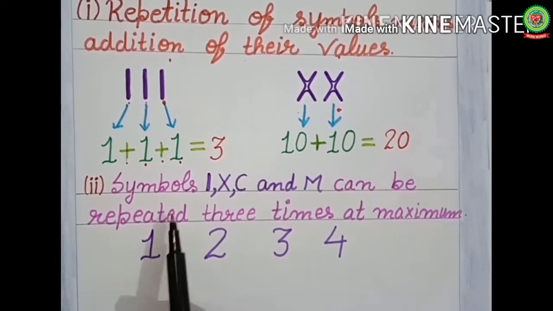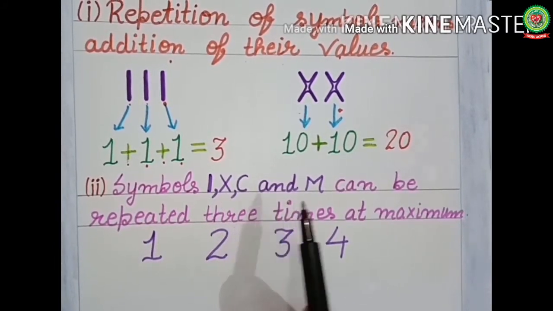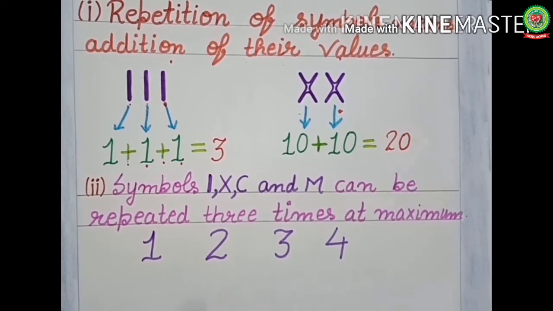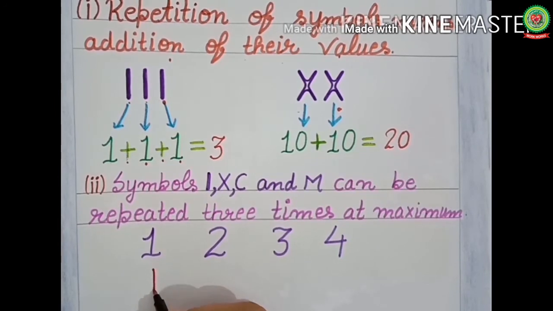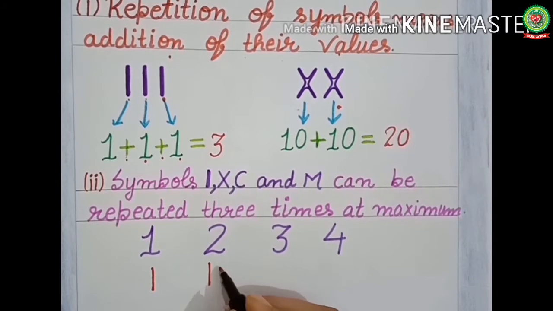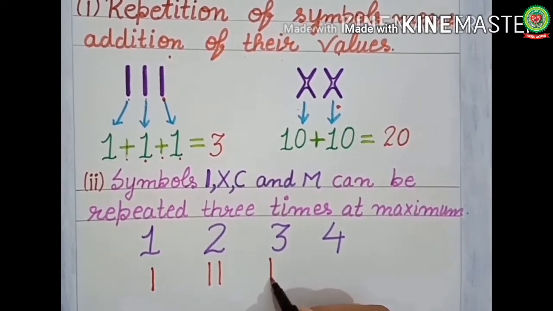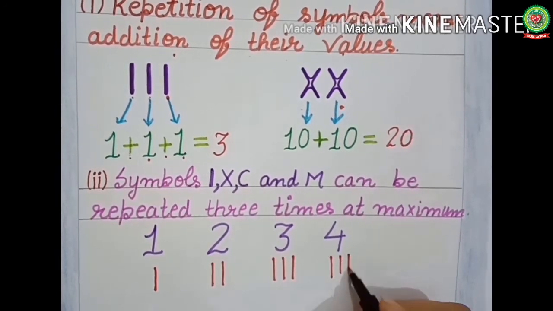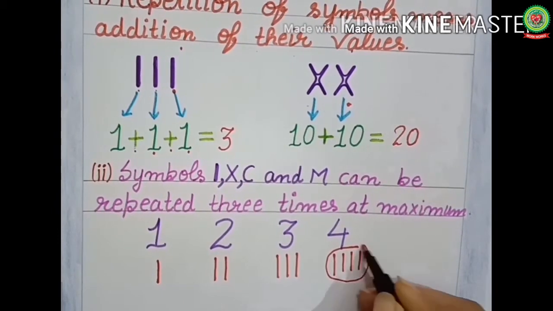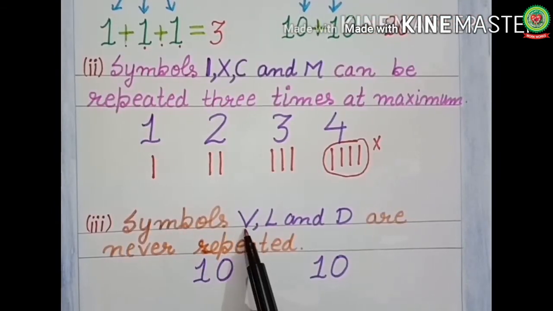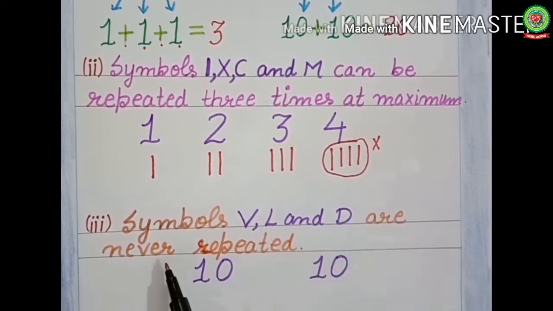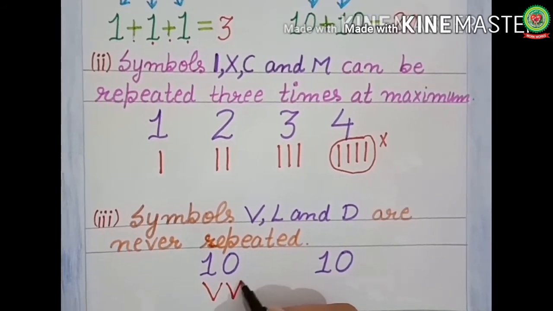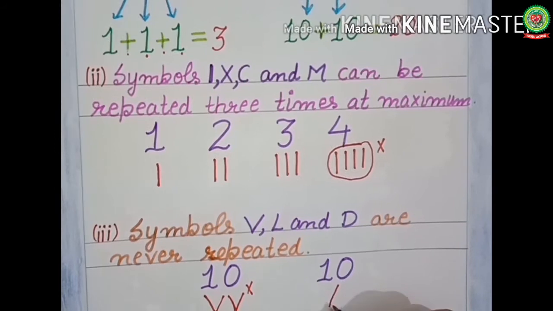Number 2, symbols I, X, C and M can be repeated 3 times at maximum. So 1 has a value I, 2 has a value II, 3 has a value III, but we can't write 4 as IIII. This is wrong. Number 3, symbols V, L and D are never repeated. We can't write 10 as VV, but we can write 10 as X.